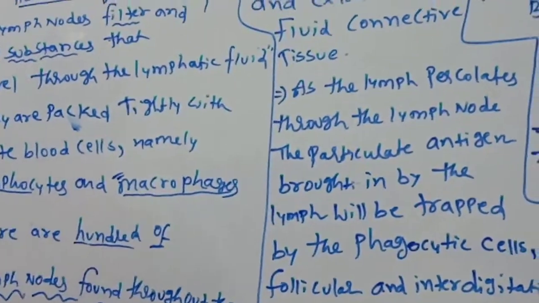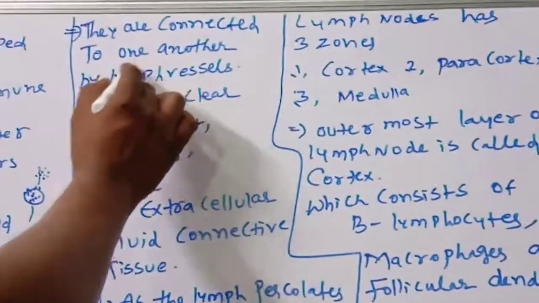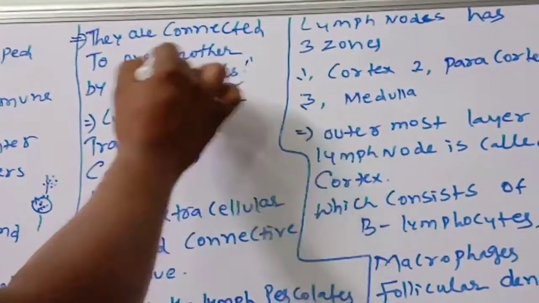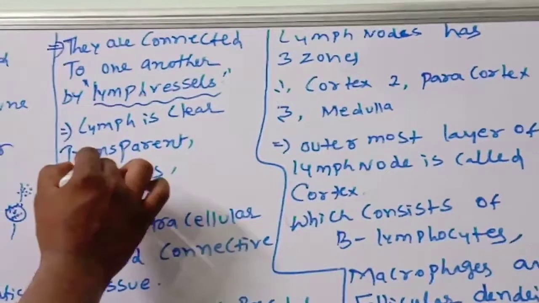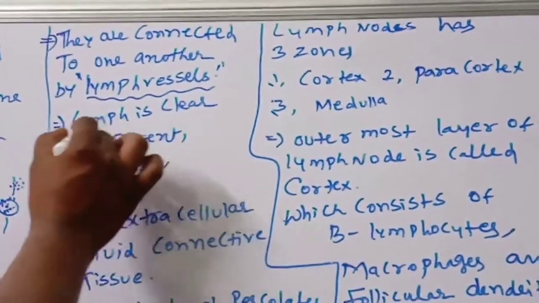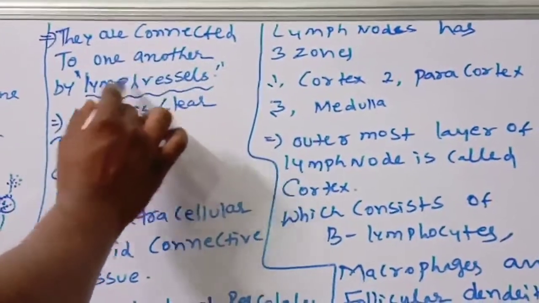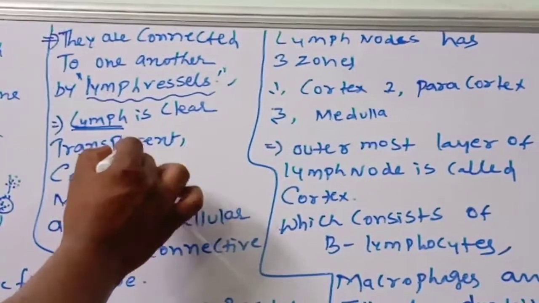Next, one lymph node and another lymph node are connected to one another by lymph vessels. What are they called? Lymph vessels. Lymph is clear, transparent. Lymph nodes are connected with one another by lymph vessels. So lymph is clear.